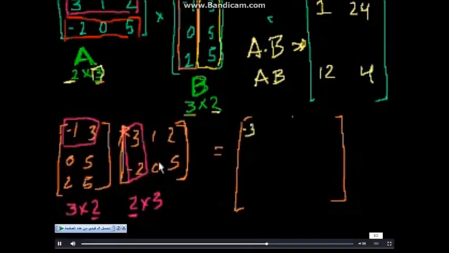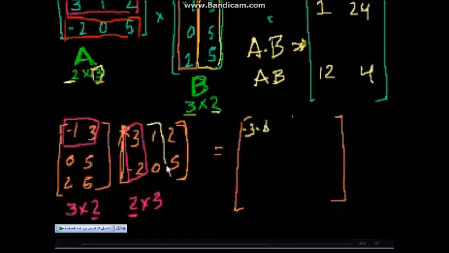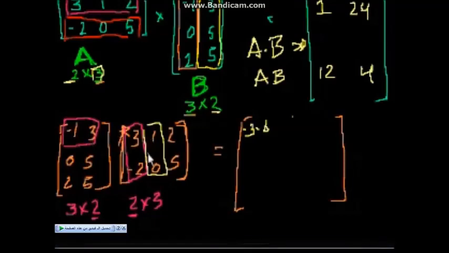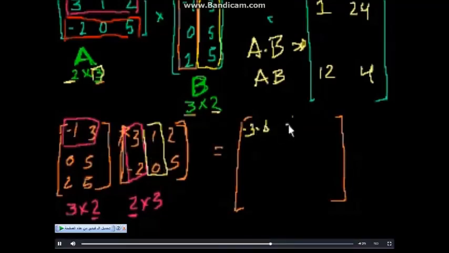And this 3 times minus 2 is minus 6. And then it's going to be this row times this column. So it's minus 1 times 1 plus 3 times 0. So that's just minus 1, right? Because 3 times 0 is 0. And so that was that one.